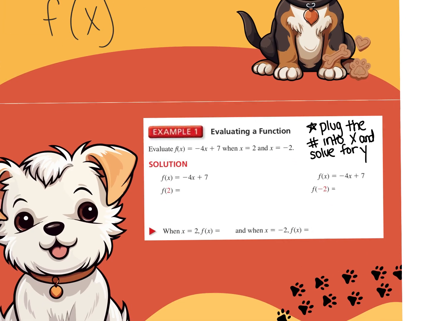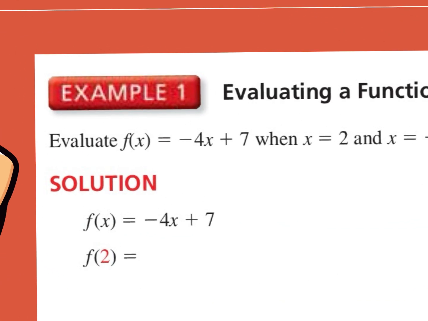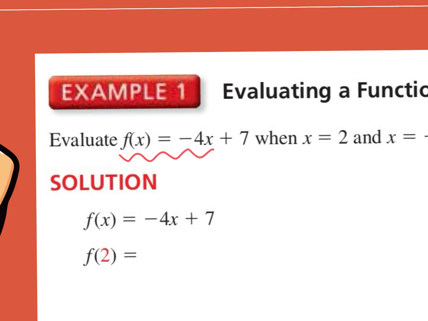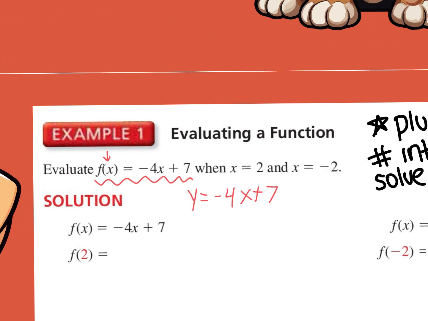So, the first thing we're going to talk about is evaluating a function. So you could see this function, f of x, is equal to negative 4x plus 7. Didn't we say f of x is a fancy way of saying y? So isn't that the same thing as saying y is equal to negative 4x plus 7? Right? Now, when it says the word evaluate, and they give you different numbers for x, that means you're going to plug those numbers in for x and solve and get out a different number for y. So for instance, it says evaluate f of x equals negative 4x plus 7 when x equals 2 and when x equals negative 2.